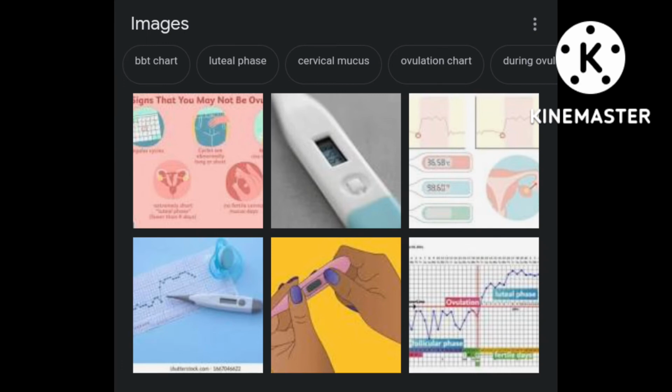Side effects: tracking your basal body temperature for either fertility or contraception is inexpensive. It doesn't have any side effects. Some women may choose to use the basal body temperature method for religious reasons. The basal body temperature method can also be used to detect pregnancy. So as you can see, on the screen is the example of the temperature of your body.